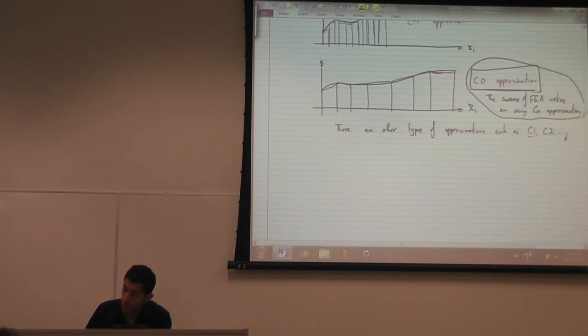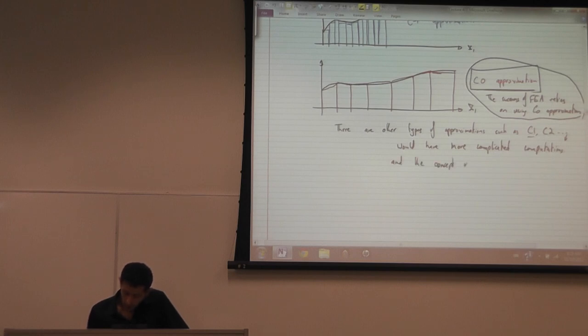C0 makes the equations so easy and so simple. C1 and C2 would have more complicated computations, and the concept of zones or elements would be lost or too complicated.